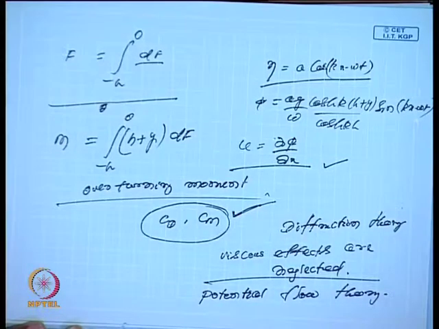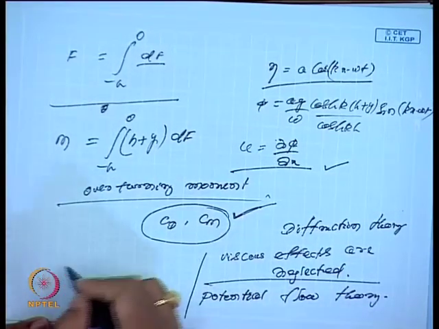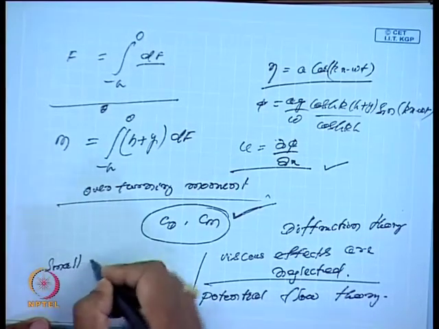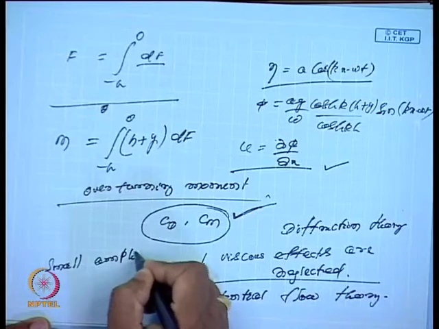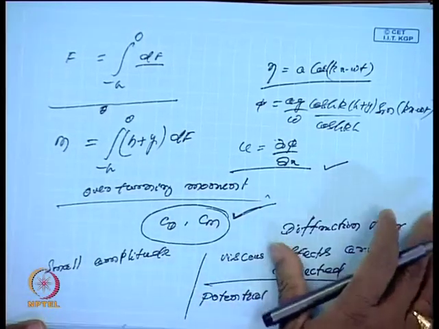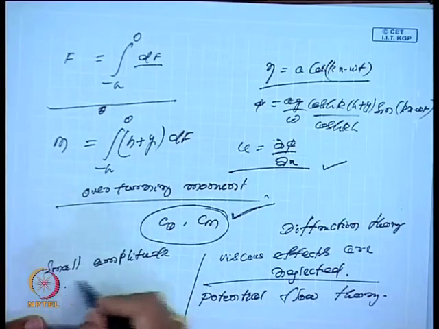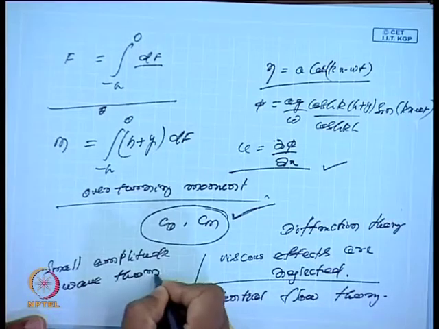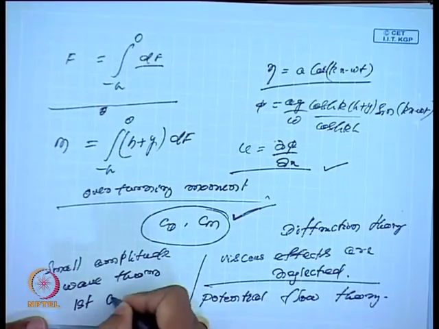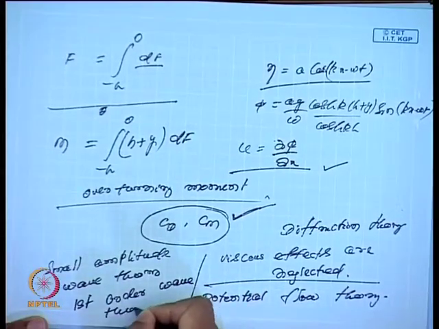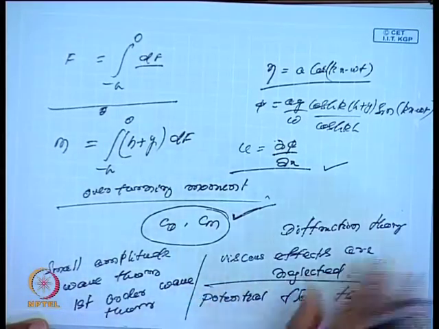And in the diffraction theory, we use the small amplitude wave theory, which is the first order wave theory. What we have discussed in this course in the last several lectures, our analysis, is basically in the small amplitude wave theory, which is often called the first order wave theory of Stokes. On the other hand, there are higher order wave theories.